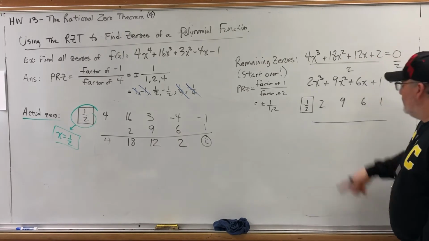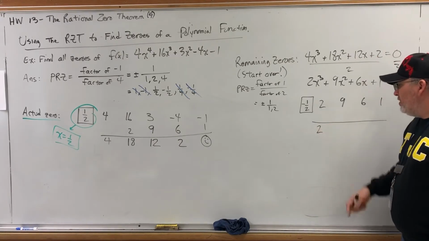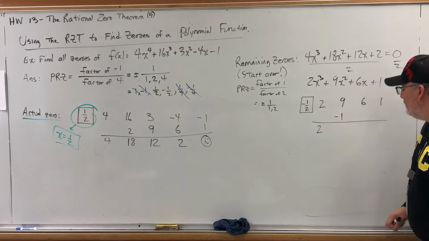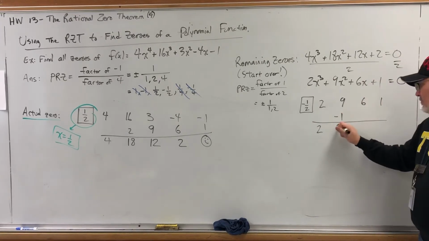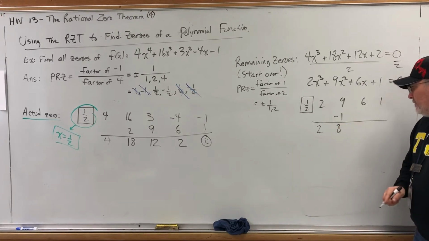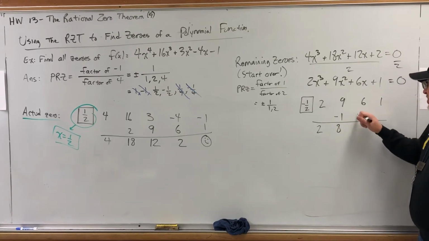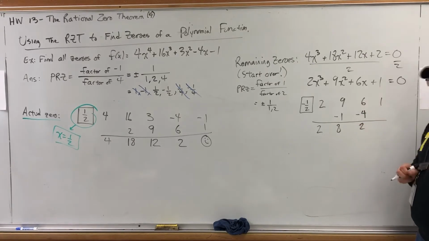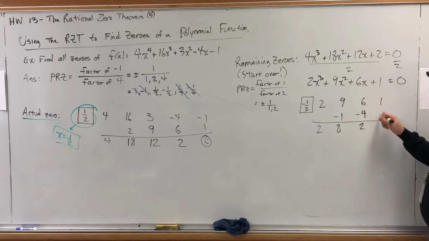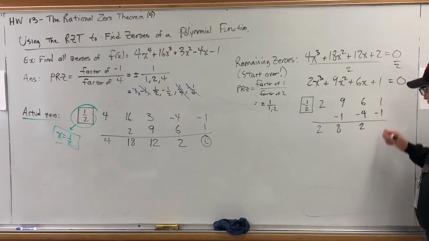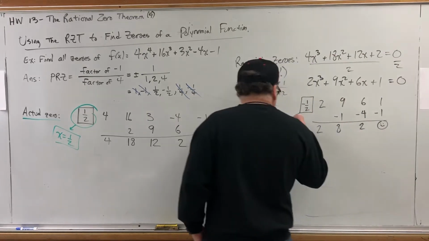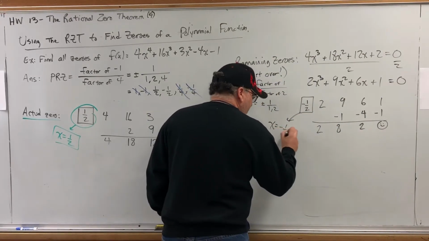Add the first column to get 2, cut it in half, 1, change the sign, -1. Add, 9 and -1 is 8. Cut it in half to get 4, change the sign to get -4. Add to get 2, this is going to work. Cut in half to get 1, change the sign to get -1, 0, hooray. I found another 0, -1/2.